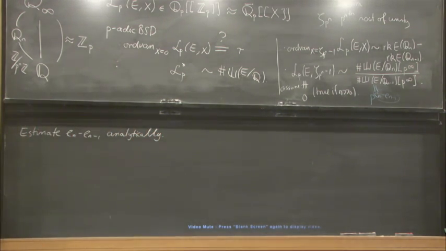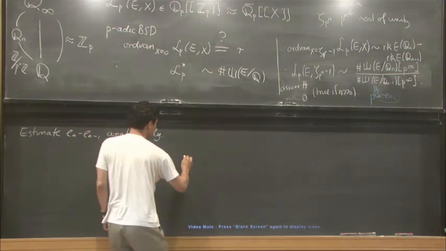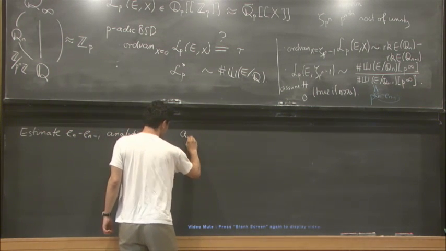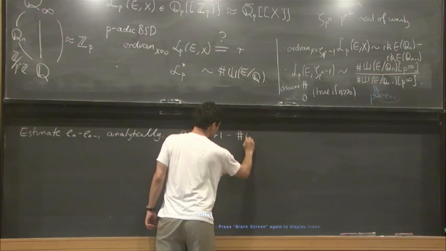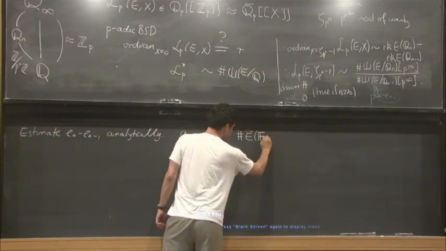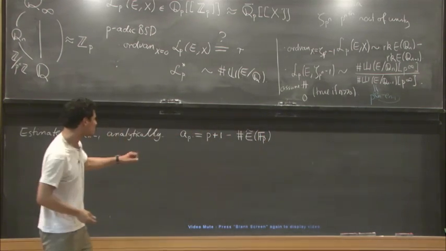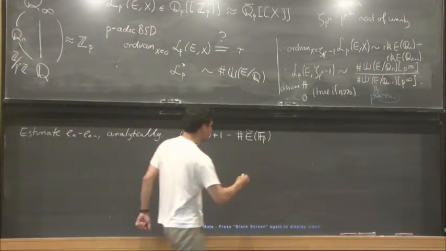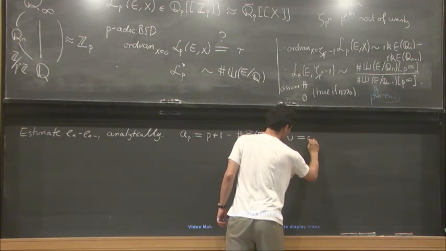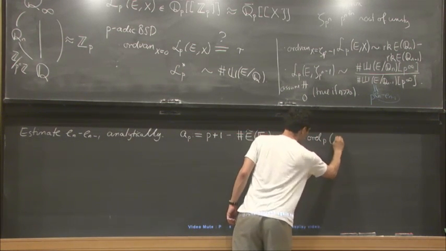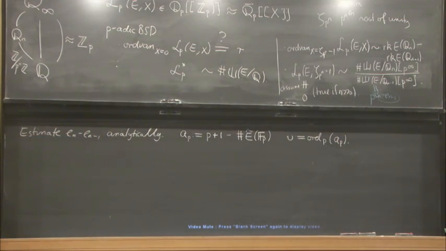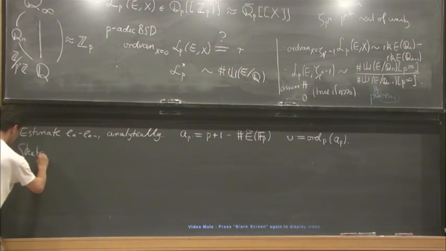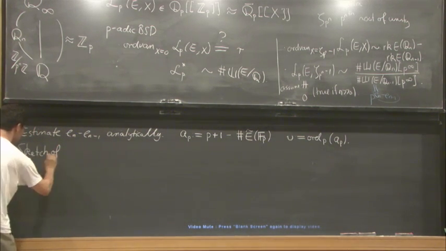So let me sketch a theorem. For this theorem, I need to introduce this quantity here, a sub p, which is the difference in the expected number of F_p rational points of the elliptic curve and the actual number. And let me call v the p-adic valuation of this number a sub p. So here's a sketch of a theorem.